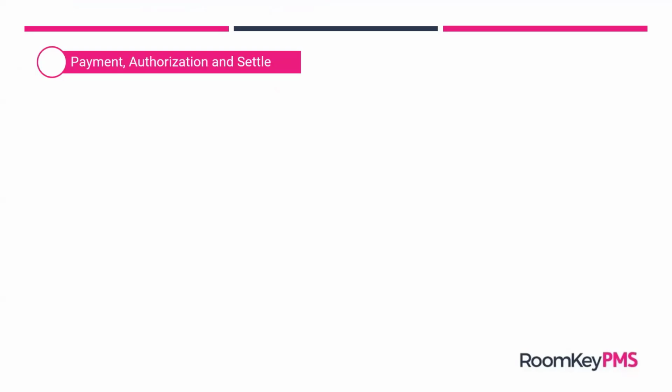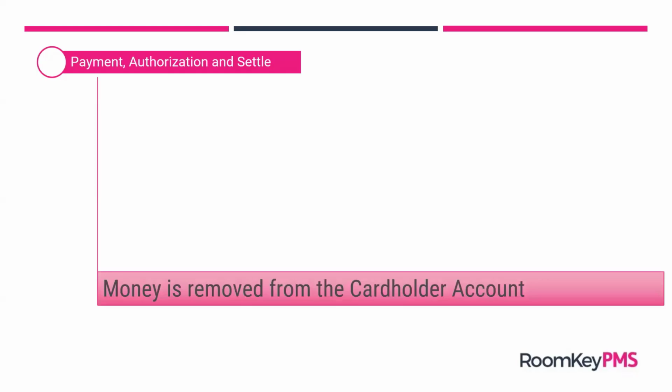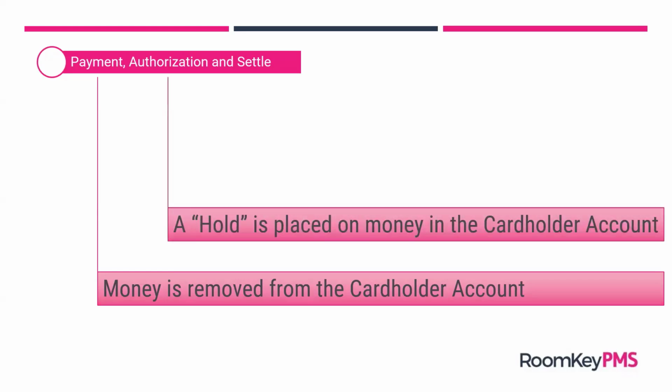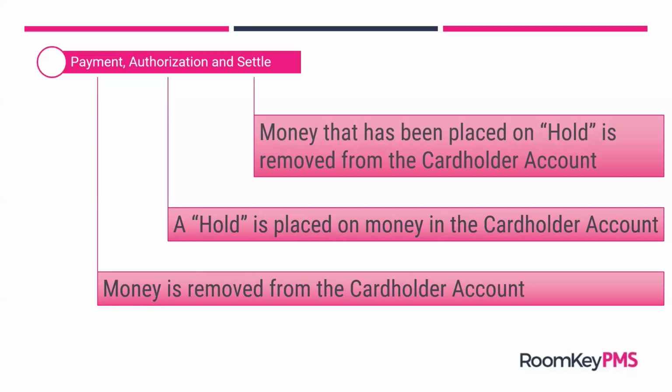Starting with payments, authorizations, and settlements, I just want to take a moment to clearly define what these three terms mean as it relates to Roomkey. So, a payment is money that is removed from the cardholder account. These funds are taken from a credit card account and recorded in Roomkey. An authorization is a hold that is placed on money in the cardholder account. The money is not removed from the account, but the account holder will see that a transaction is pending or maybe a hold has been placed on those funds in their account. A settlement is when money that has been placed on hold is removed from the cardholder account. So any money that is authorized, when you settle an authorization, it effectively becomes a payment because those funds are then removed from the cardholder account. Now, keeping these three definitions in mind, let's take a look at these different processes as they relate to our different methods of processing credit cards.